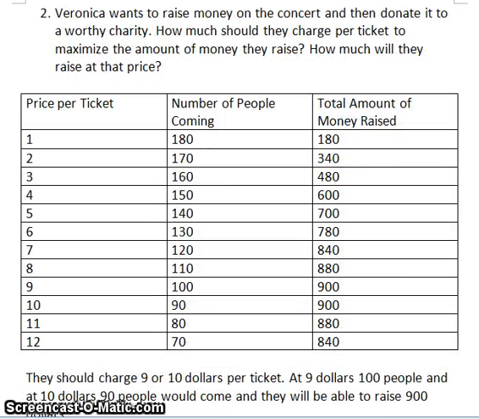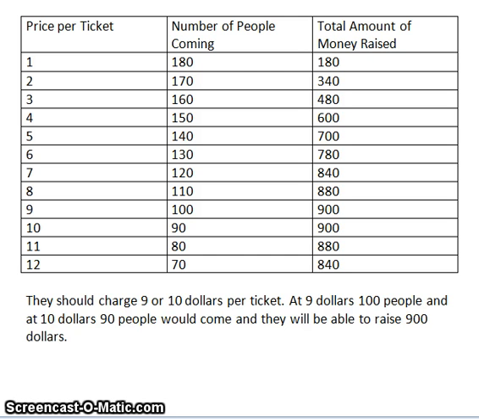For part 2, Veronica says she wants to raise money on the concert and then donate it to a worthy charity, so she wants to find the highest amount of money possible to raise. And so I created a larger table than in 1B. I originally had it to 5 on the other one, so I increased this to 12 to see the increase and decrease of the total amount of money raised.